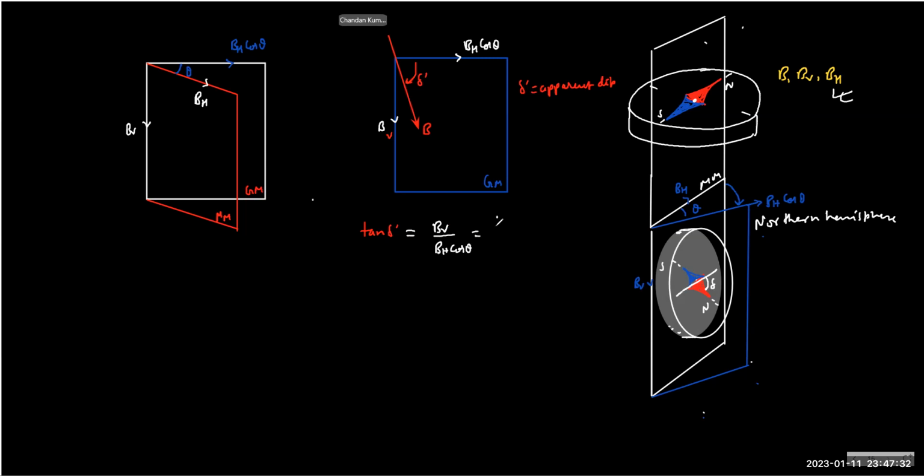And therefore, can we write this as tan of true dip upon cos θ? So these are formulas you are not supposed to mug up. If you know how to do these simple diagrams, this page is good enough to solve every question of JEE Mains from this topic. It is clear? Yes.